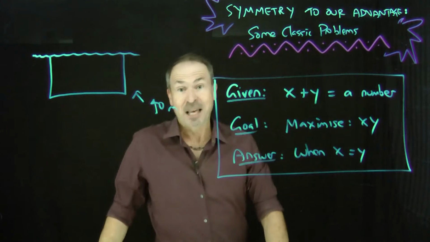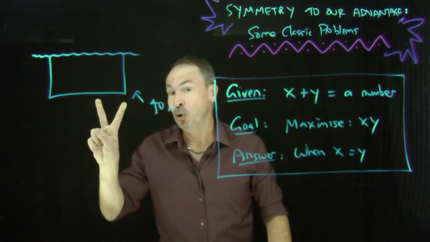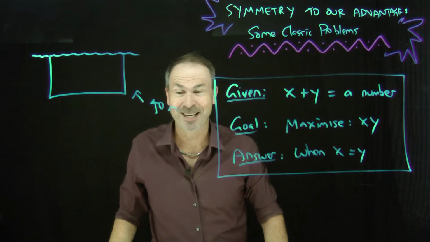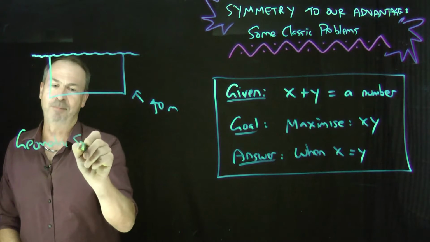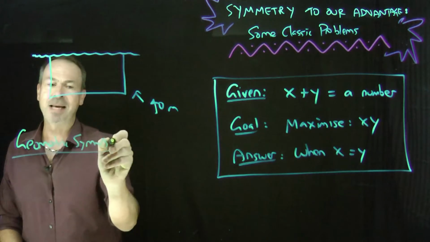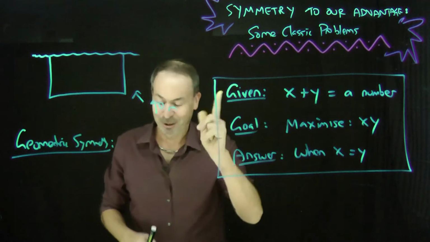All right, I'm going to answer that question. I'm going to use symmetry to my advantage. In fact, I can see two ways to use symmetry to my advantage. Here's the first way. Geometric symmetry, I'll call it. What I'm going to do is actually make this picture more symmetrical. And how am I going to do that? Sneaky. I'm going to be sneaky.